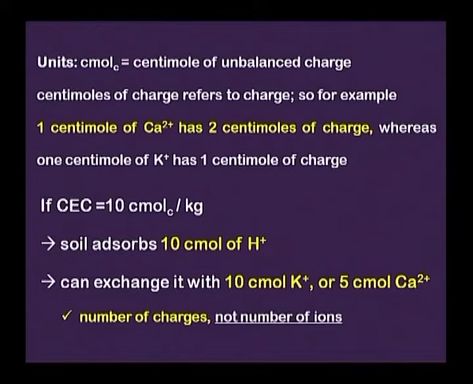For example, if cation exchange capacity is 10 centimole charge per kg soil, it means soil adsorbed 10 centimoles of hydrogen ions, and it can exchange with 10 centimoles of potassium or 5 centimoles of calcium. It means these are the number of charges, not number of ions.